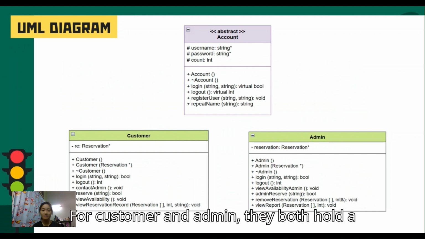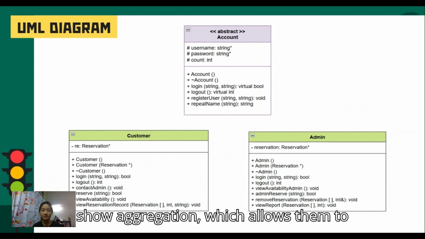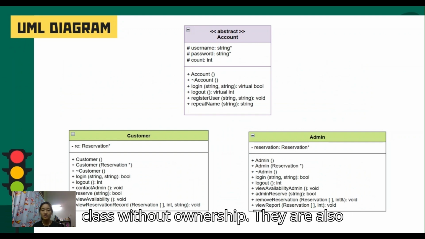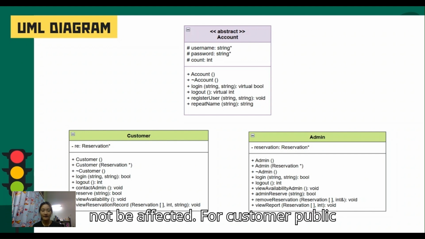For customer and admin, they both hold a pointer to the reservation class. This shows aggregation, which allows them to access the public methods of the reservation class without ownership. They are also independent, which means if customer or admin is deleted, reservation will not be affected.